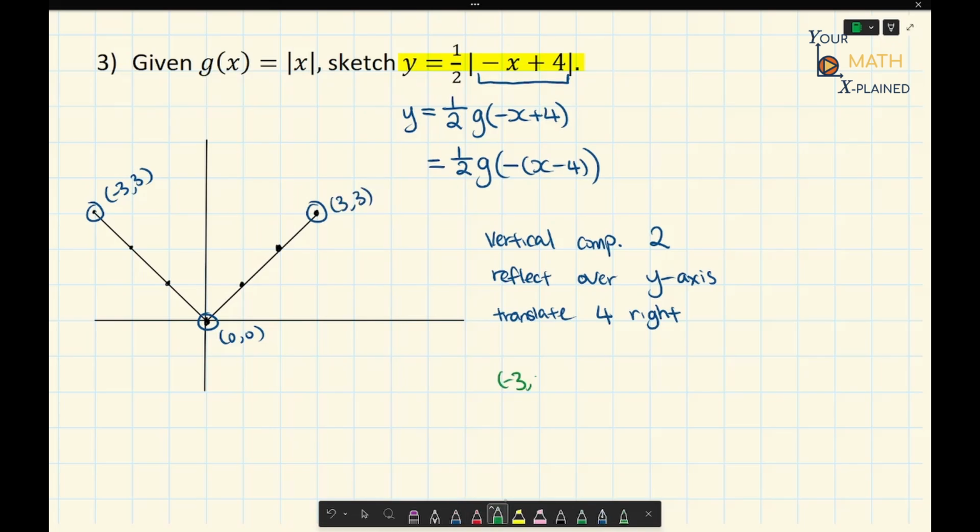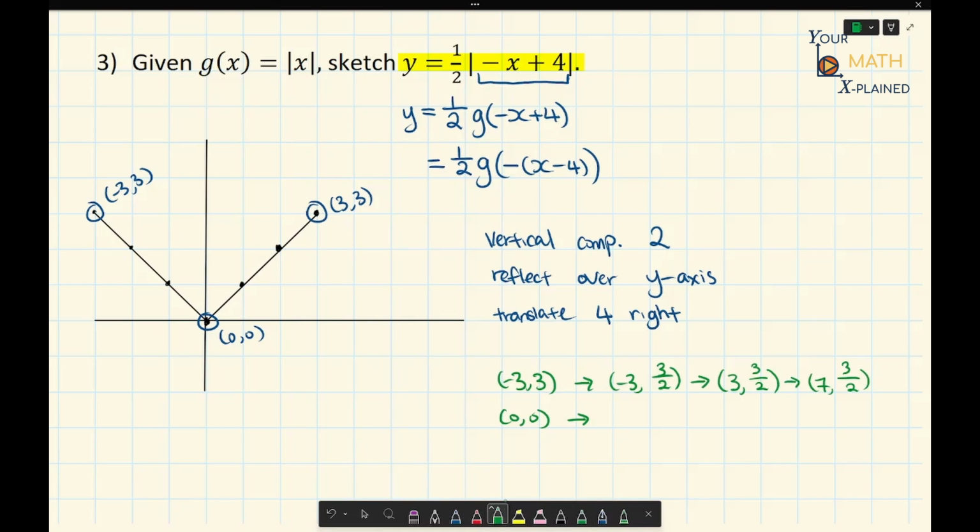So first we have (-3, 3). A vertical compression by a factor of 2 is going to give us (-3, 3/2). A reflection over the y-axis means that our x value is going to change signs, so that's going to be (3, 3/2). And then translating 4 units to the right means we're going to end up at (7, 3/2).